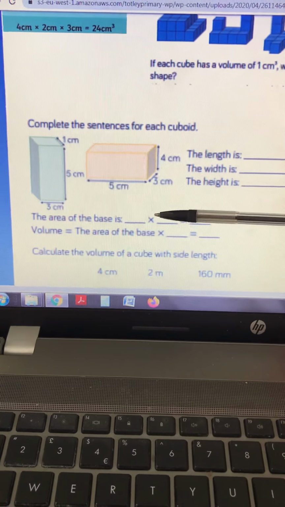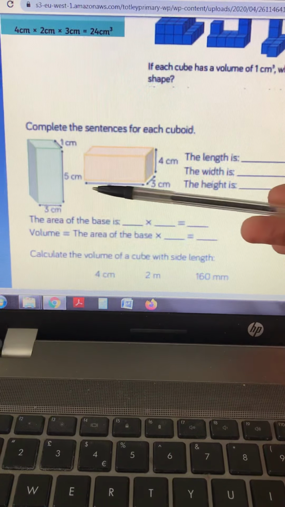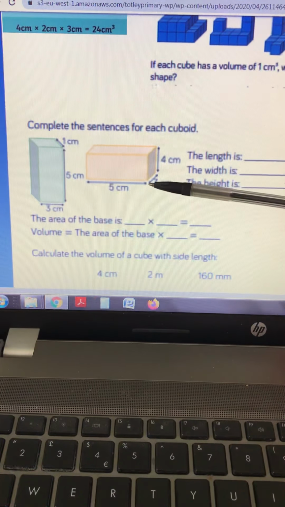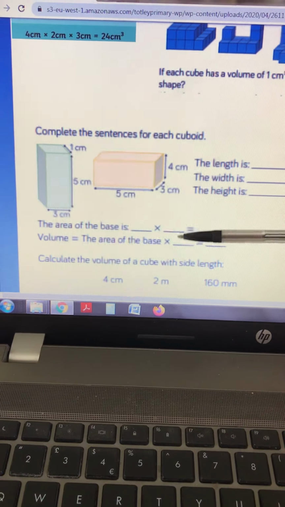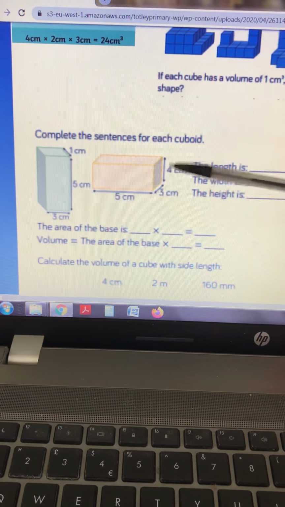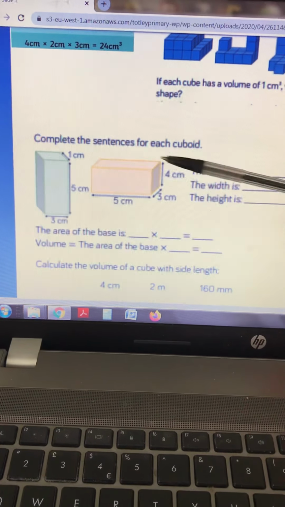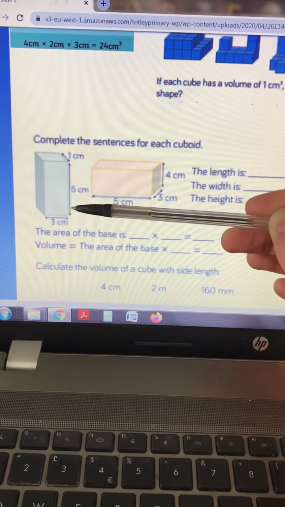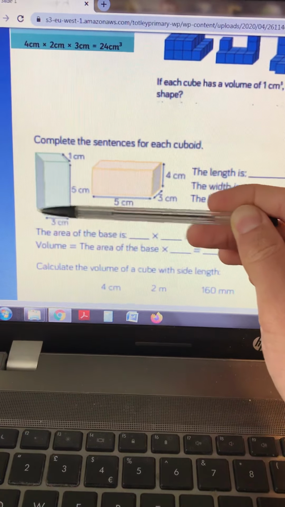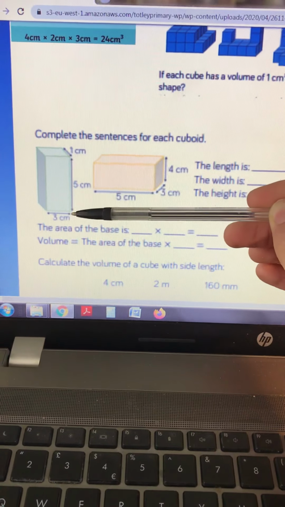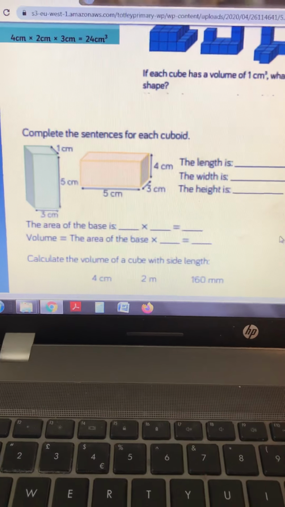The area of the base, then, that's what we're working out first, the bottom face. So on this one, we could do 5 times 3 is 15, that goes there, and then we times the area of the base by its height. So we're going to do 15 times 4, which is 60 for that yellow one. The green one, I'm going to do, remember that 1 goes over there, so I can work out its base as 3 times 1, which is 3, and then do 3 times 5, which is 15 centimetres cubed.